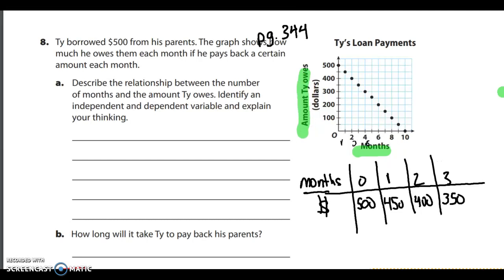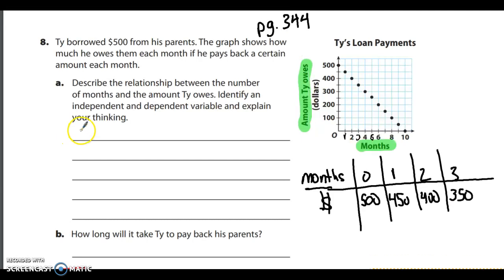Under A, when it says describe the relationship, what's happening is this. Ty owes $50 less each month. Or again, another way of saying that would be, we could say that he's paying $50 a month. So after 0 months he owes 500, and then he owes 450, and then he owes 400, then he owes 350. It's decreasing by $50. So as the months pass, the amount he owes is decreasing by $50.